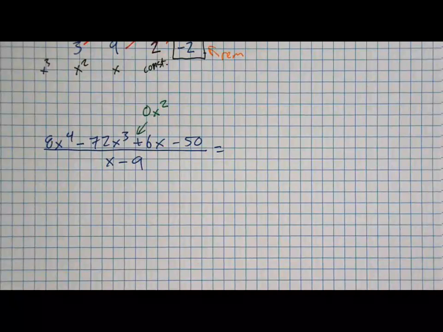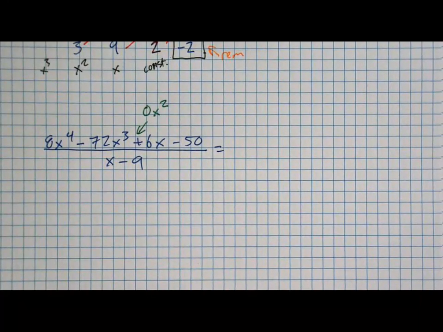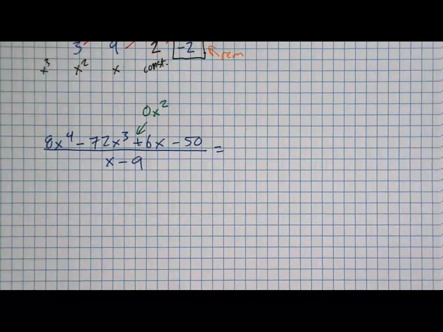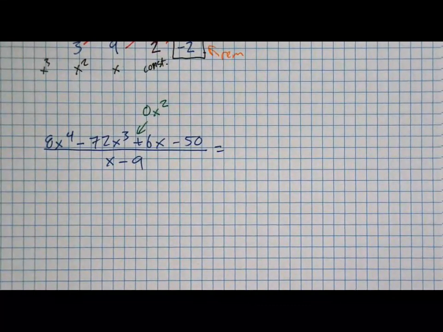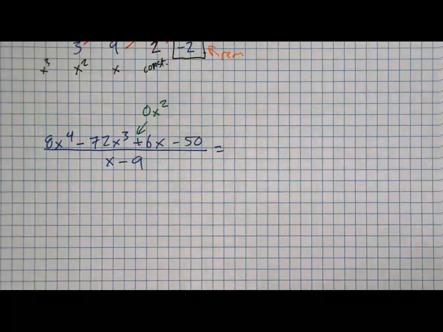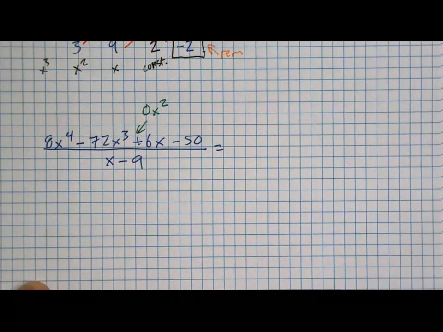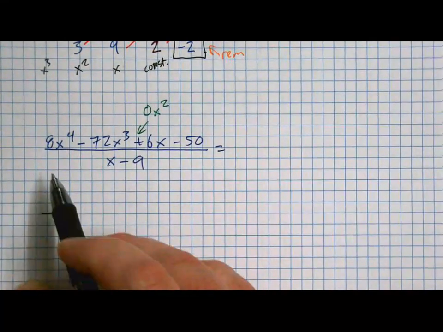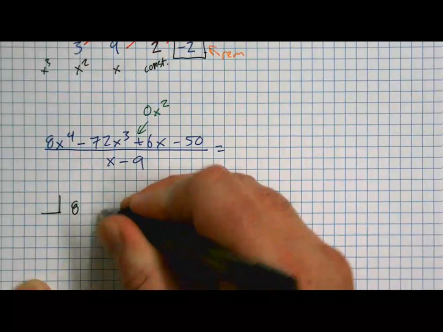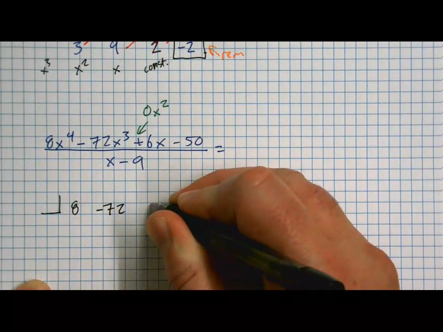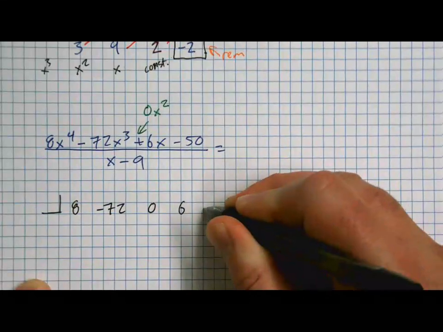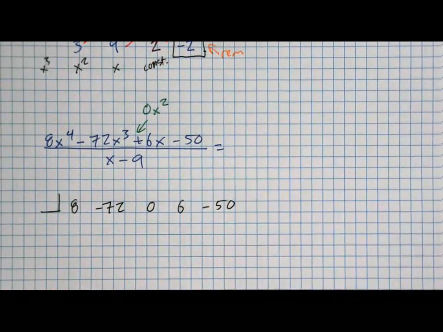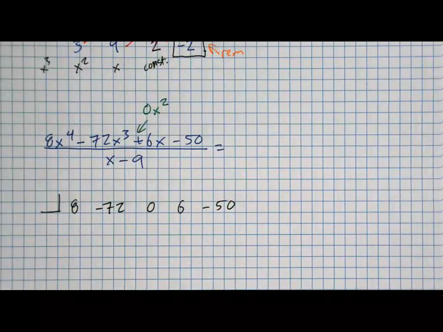Are you guys in the habit of doing that when you do long division too? Do you always put your 0x's or your 0x squareds in? It's not strictly necessary for long division, but man, things get really messy if you don't include it. It keeps everything lined up nicely. Synthetic division, it is absolutely necessary. So my coefficients are 8, negative 72, 0, 6, and negative 50. And again, if I had left that 0 out, I would have gotten an incorrect answer here.